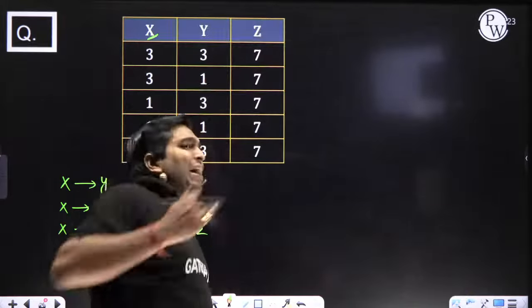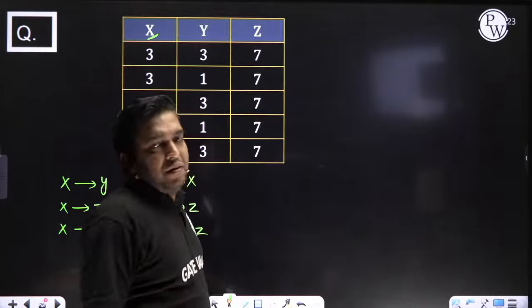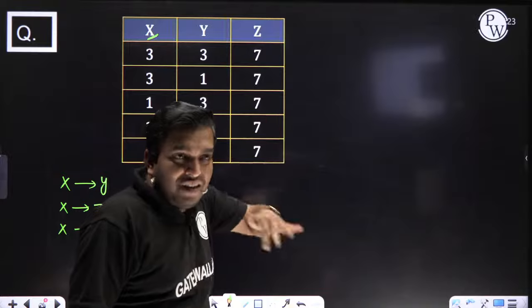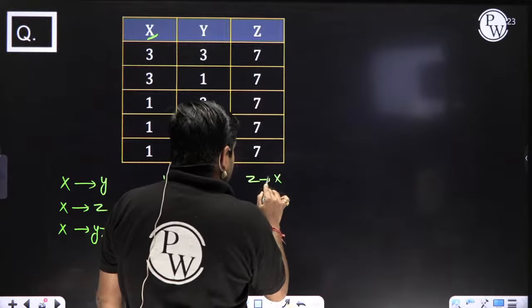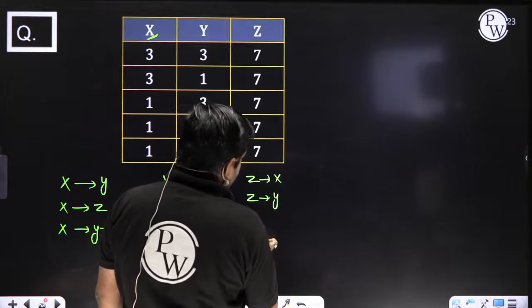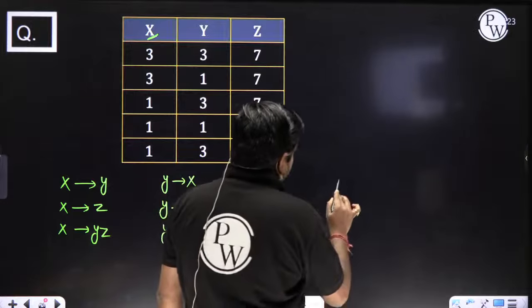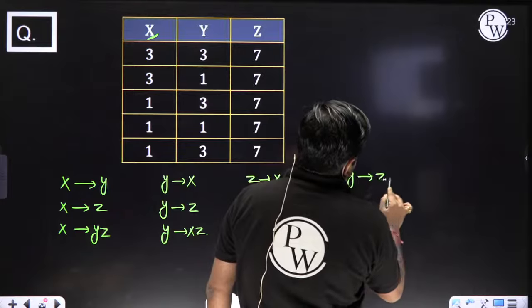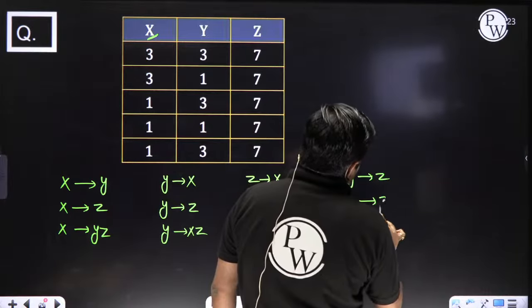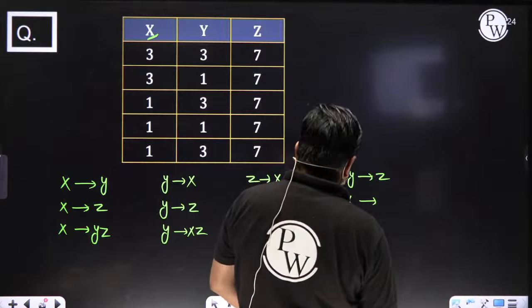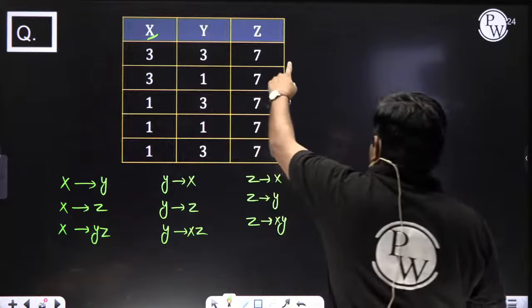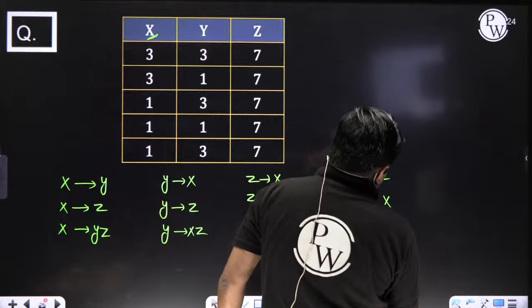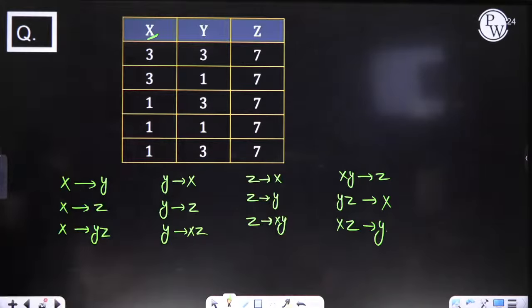Now you have to check whether the FD is satisfied or not. And how do you check? Whenever my roll number repeats, my result must be the same: if T1.X equals T2.X, then T1.Y equals T2.Y. Next, Z to X, Z to Y, Z to XY. Next, XY to Z, YZ to X, and XZ to Y. Now you tell me which FDs are satisfying and which are not.